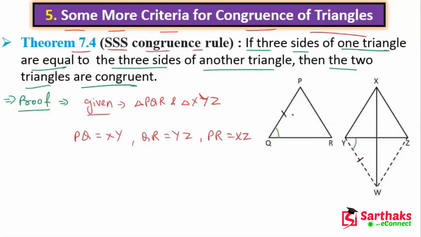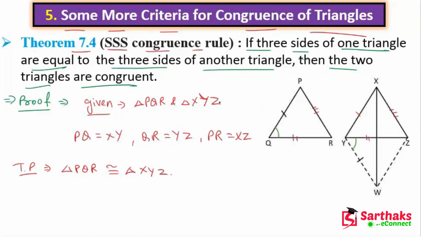PR is equal to XZ, means this side is equal to this side, and QR is equal to YZ, and PR is equal to XZ. Now we have to prove triangle PQR is congruent to triangle XYZ. For proving this we have to do a construction, we have to draw some lines.